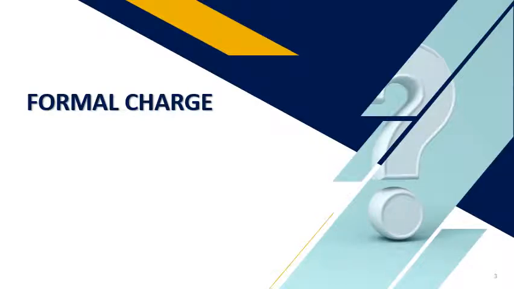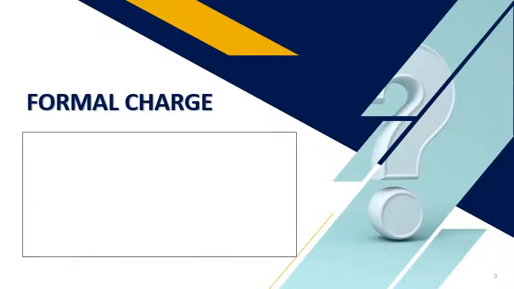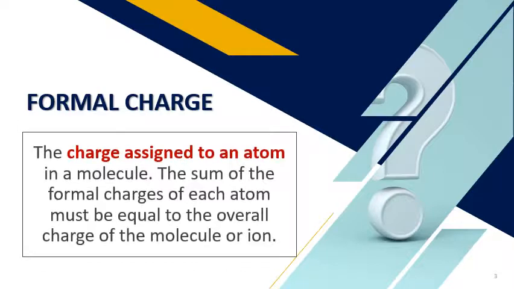What exactly is the formal charge? Formal charge can be defined as the charge assigned to an atom in a molecule. The sum of the formal charge of each atom must be equal to the overall charge of the molecule or ion.